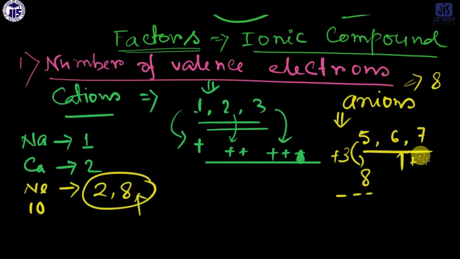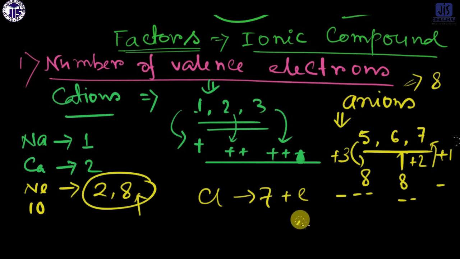If it is 6, then only 2 electrons are required to get the 8 configuration, and it will be a double negative charge. And if it is 7, then only 1 electron is sufficient and it will be a single negative charge. For example, chlorine has 7 electrons, and after gaining 1 electron it becomes Cl minus. Oxygen has 6, so after gaining 2 electrons it becomes O2 minus. So the number of valence electrons of cations and anions should be either 1, 2, 3, or 5, 6 and 7.